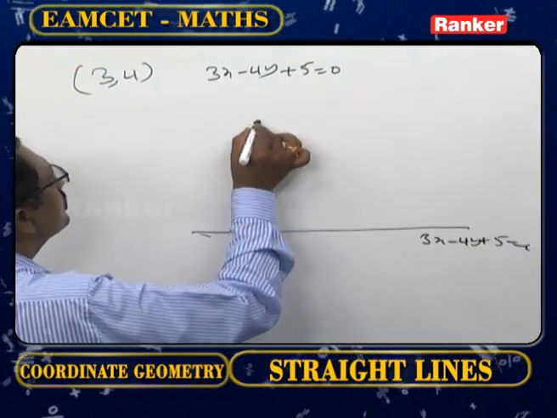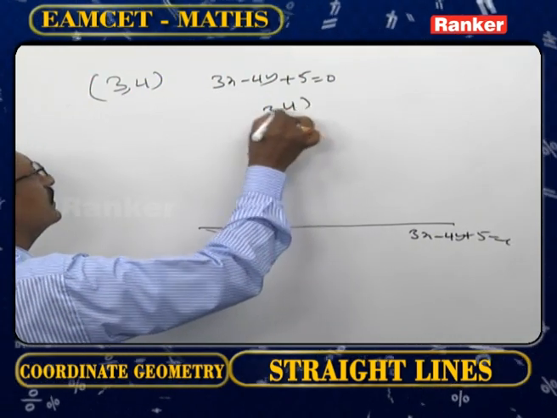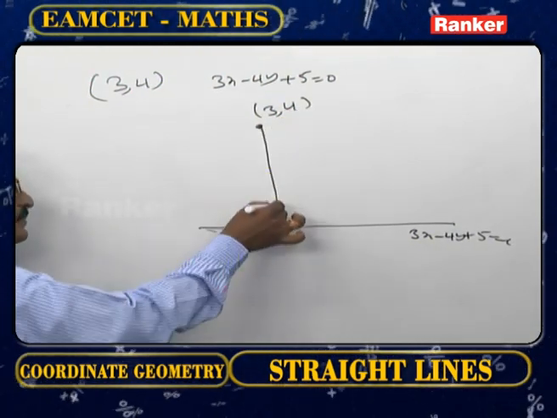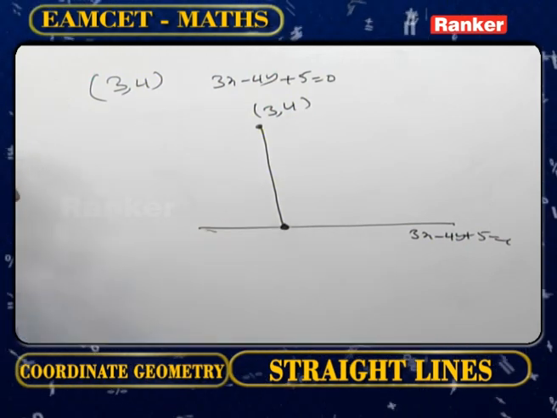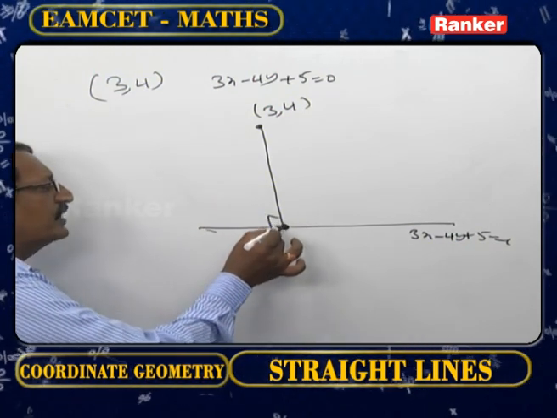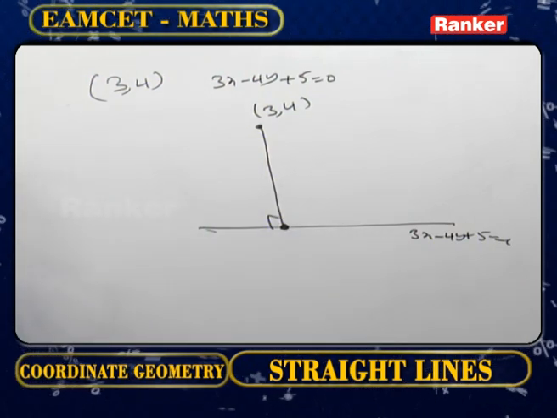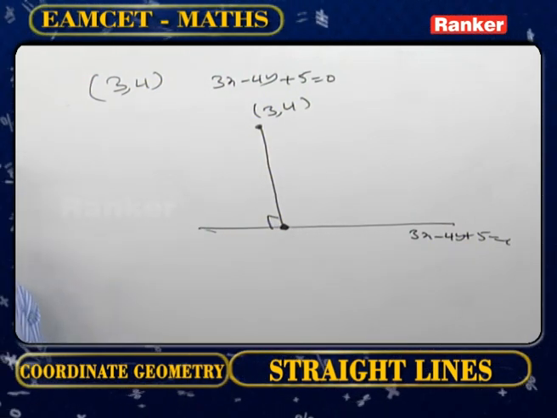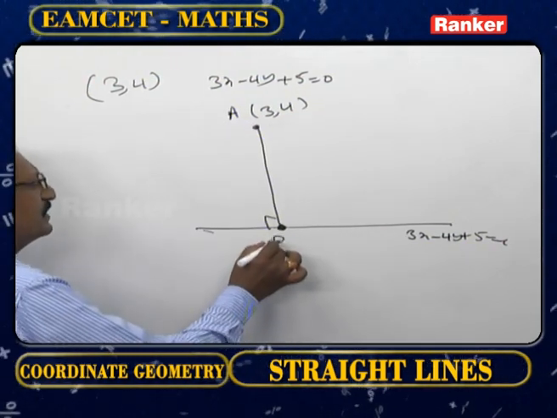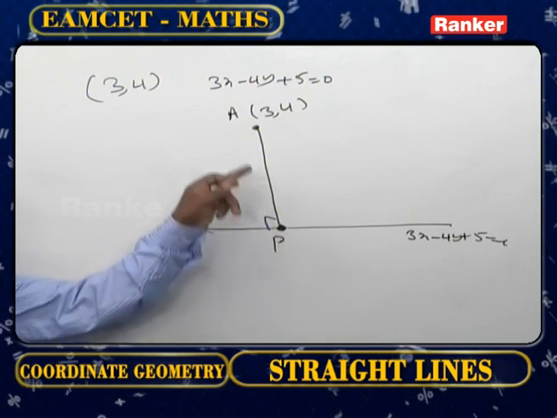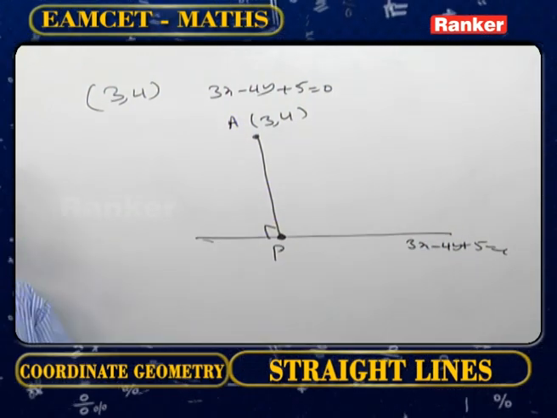The given point is (3, 4). If a perpendicular is drawn from the given point to the given line, it meets the line at one point. That point is called the foot of the perpendicular of the point on the line. Suppose the given point is A, and consider P to be the foot of the perpendicular. Now, PA is perpendicular to the given line.